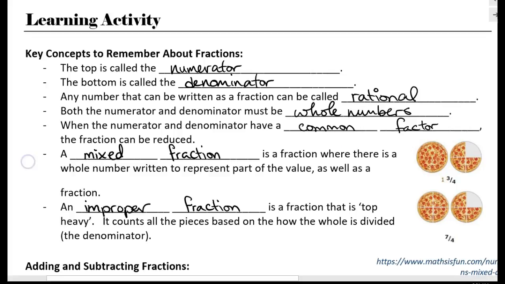Okay, so here are the correct answers to fill in the blank. The key thing I want to point out is we are looking at mixed fractions here. That's the example, 1 3/4. The improper fraction is when the numerator is greater than the denominator.